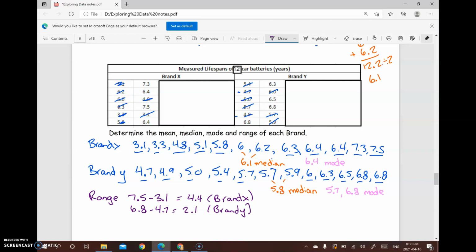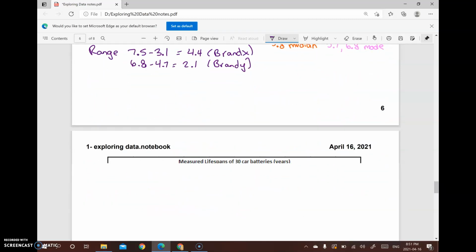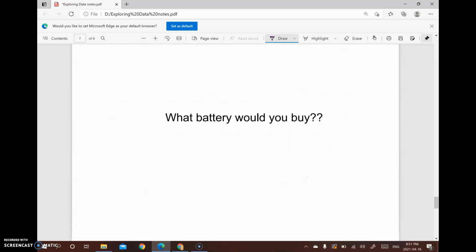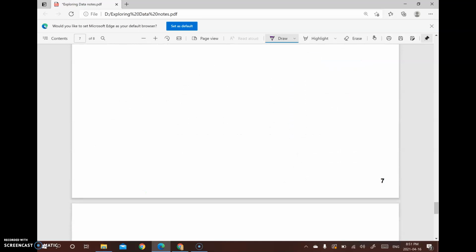If I was to make a decision between both brands, I myself would go with brand Y just because the average is higher and it's more consistent. So that range has a smaller value, a smaller dispersion. Those are showing that the battery is more consistent with that lifespan. So I would say winner, brand Y. So what battery would you buy? Well, I guess that's up to you.